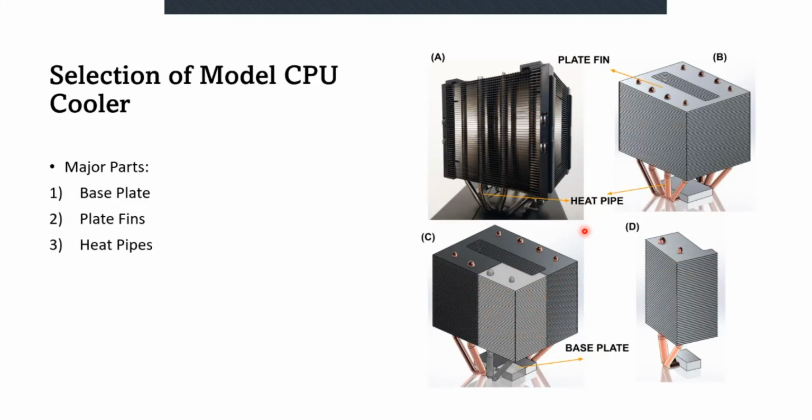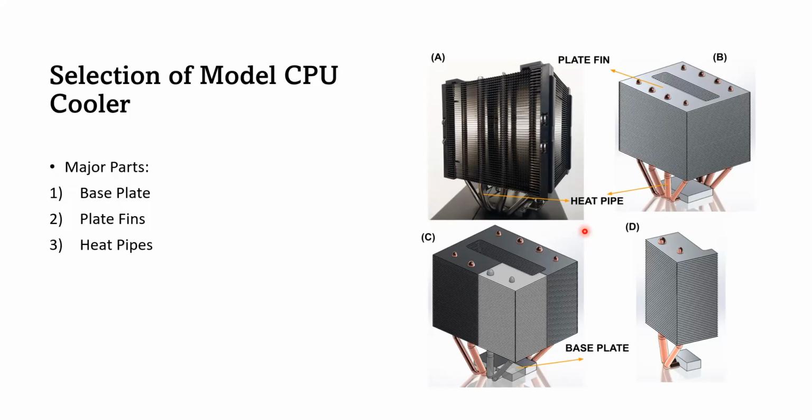The flow physics is as follows: the base plate sits at the top of the computer processor to collect the heat, and the heat is then transferred to the plate fins by means of heat pipes. Two fans employed at the sides of the CPU cooler, not shown in this picture, blow air over the plate fins to take the heat away, and this way the plate fins transfer the heat to the surrounding air.